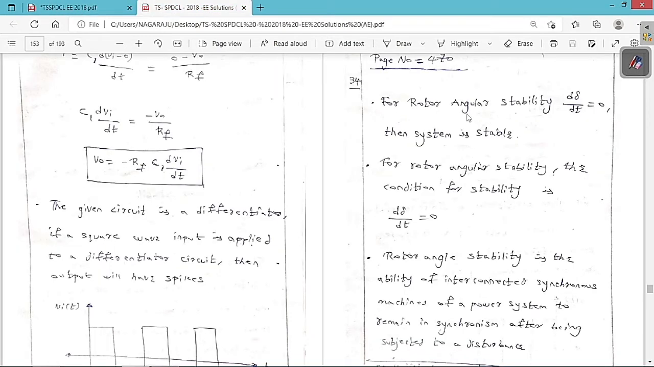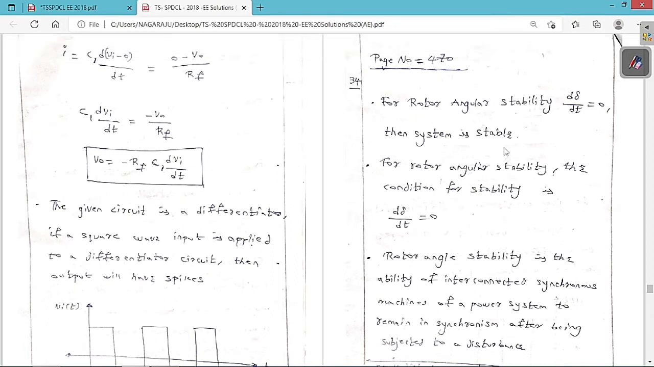For rotor angular stability, d delta by dt is always equal to 0; then only can we say that the system is stable. This is the basic condition for stability in rotor angular stability. So for rotor angular stability, the condition for stability is d delta by dt equal to 0.